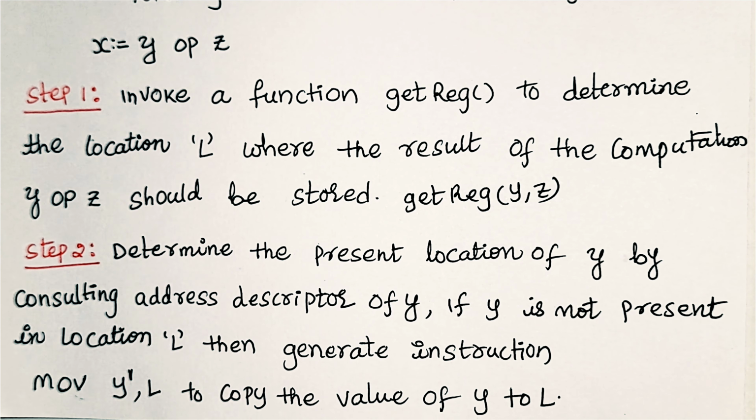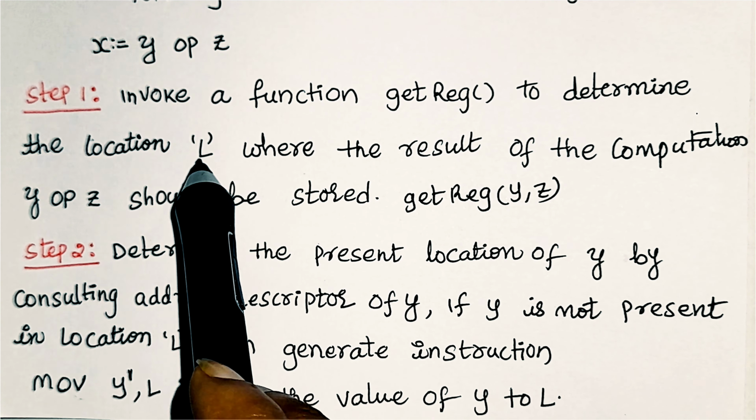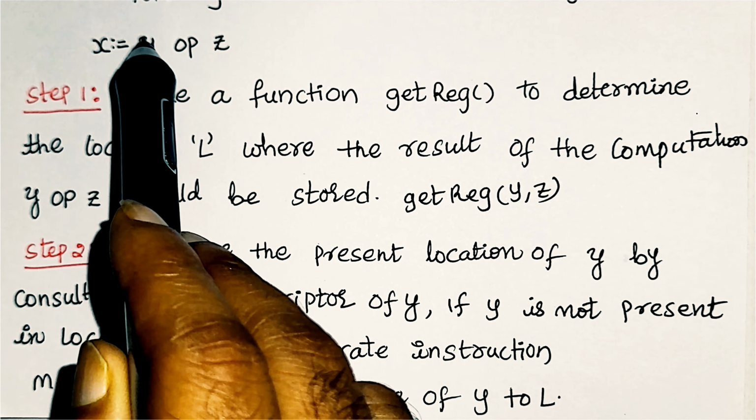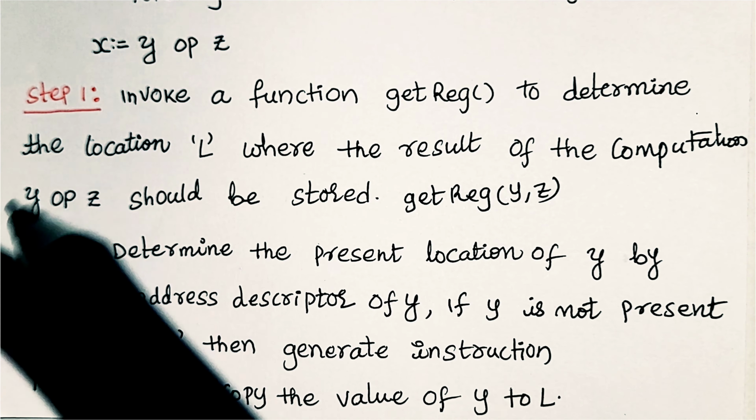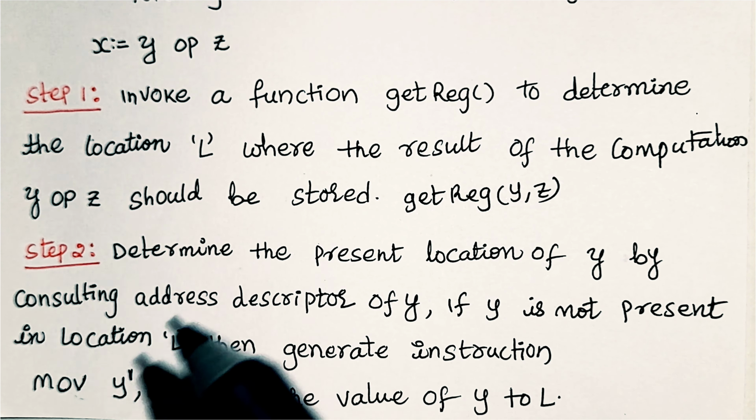Remember, till now we completed step 1 and step 2. In step 1, we store the result of y op z, that is, the location L, by using the getReg method. In step 2, we find the present location of y. If it is not there, then you find the location of y', and generate move y', L. So again I want to send this y into L. Remember, in step 2 we determine the location of y.